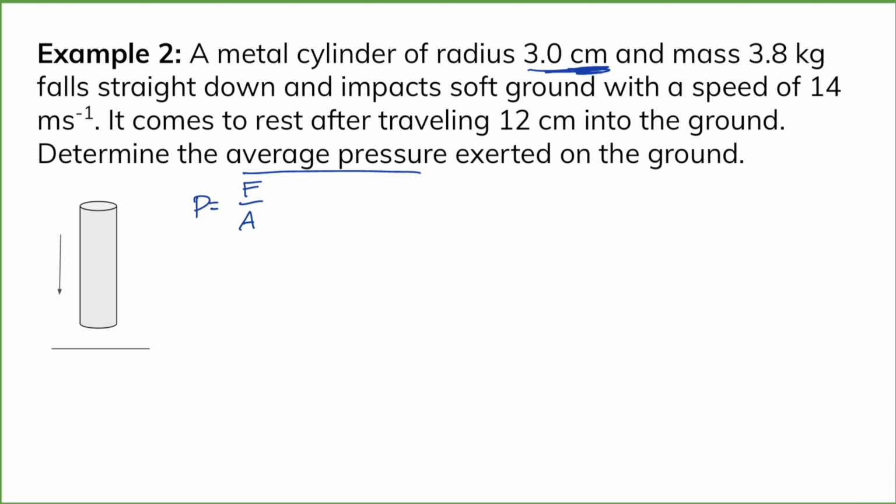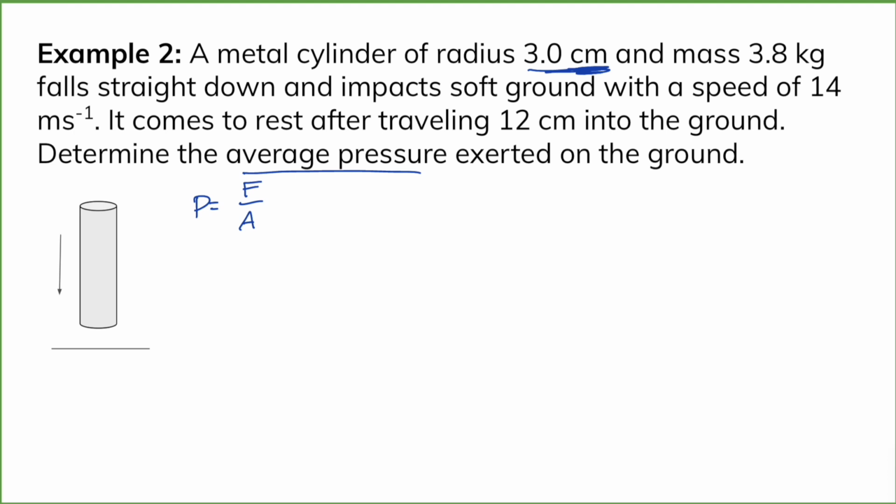So how am I going to find the force that this object is exerting as it's traveling down? Well, the clue is that it goes from 14 meters per second to becoming at rest. So from that information, we could calculate the average acceleration, and then we could use the acceleration to find the average force, and then use the average force to find the average pressure. So first, we'll start by finding the acceleration.